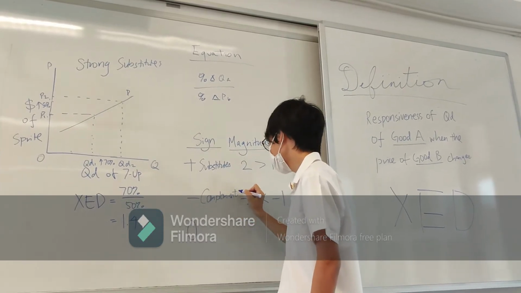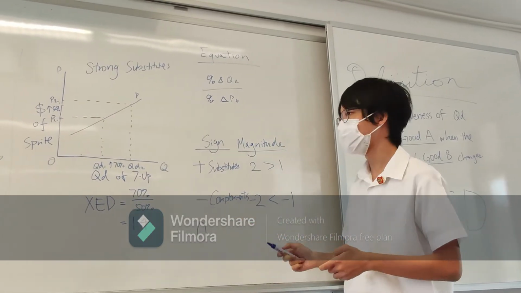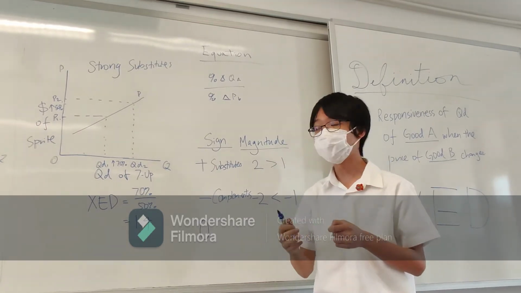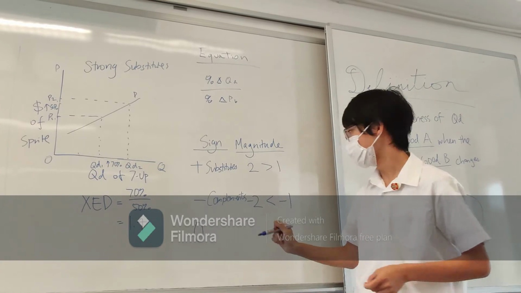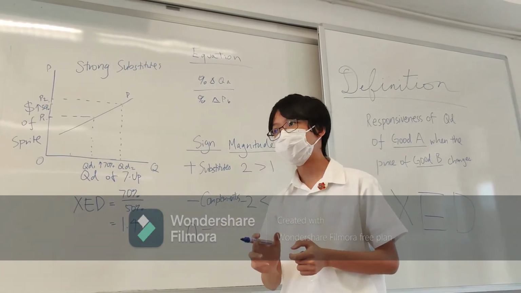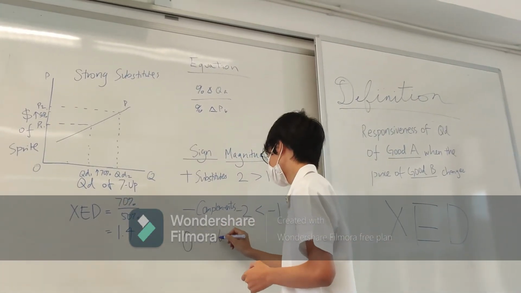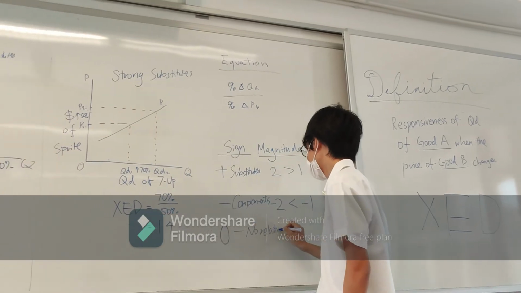Complements are two goods that need to be used together in order to achieve a desired purpose, such as CDs and CD players. When the sign is 0, it means that the two goods have no relation at all.